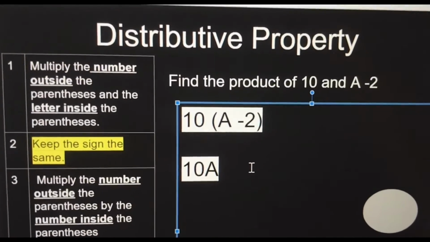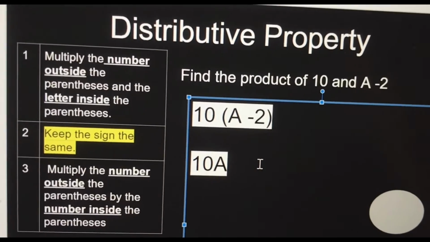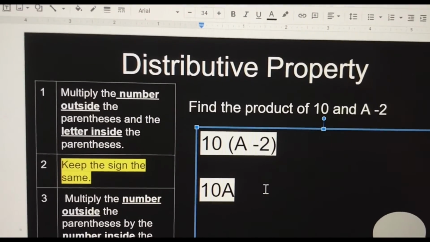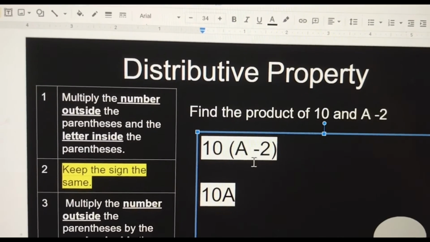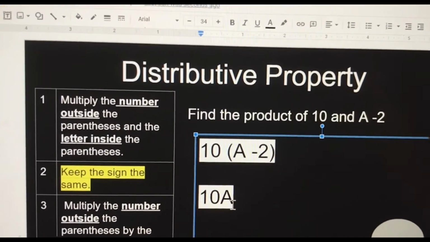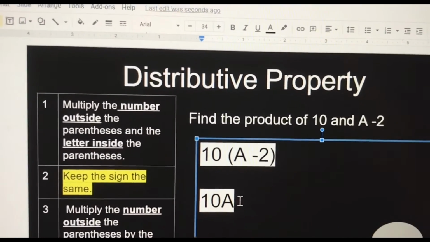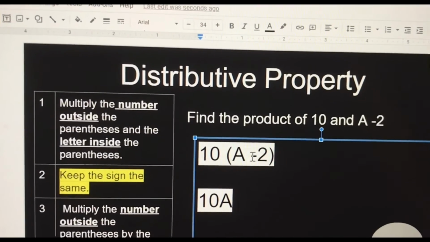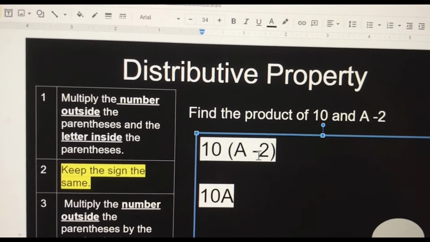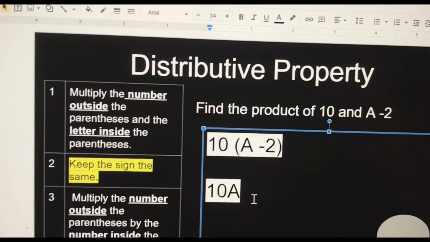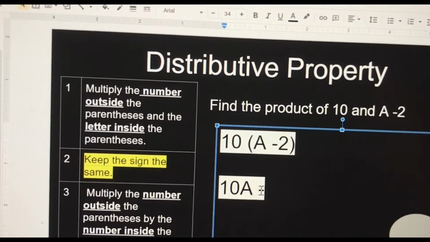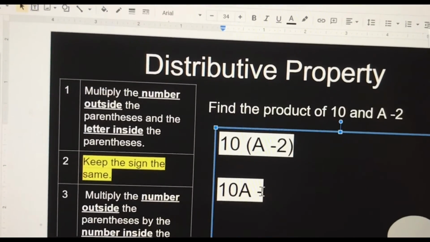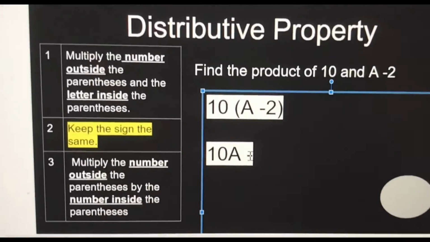So now for step 2, keep the sign the same. Whether the sign is a plus or minus sign, whatever the sign is inside the parentheses, we keep it the same during distributive property problems. Since this is a subtraction sign, we're going to add a minus sign here. It's 10A minus. And now we're going to move on to step 3.